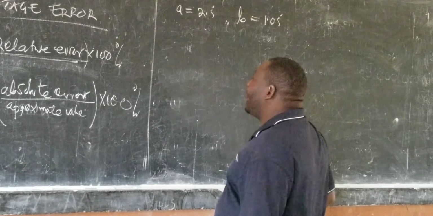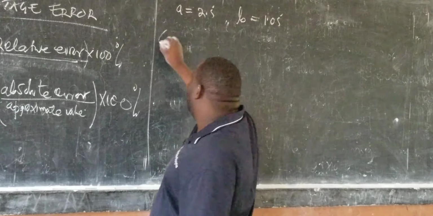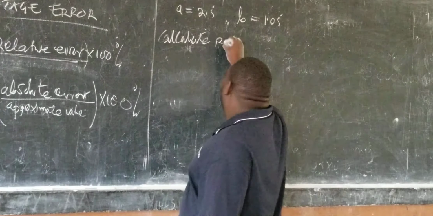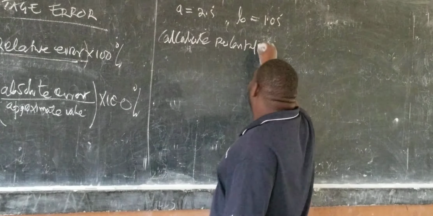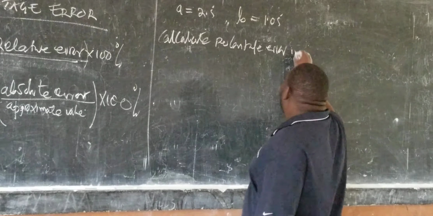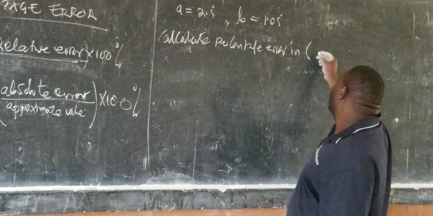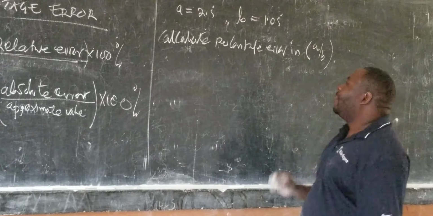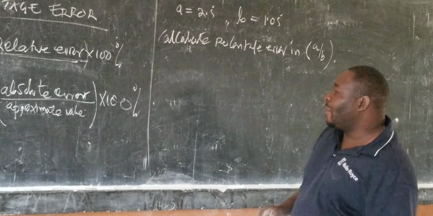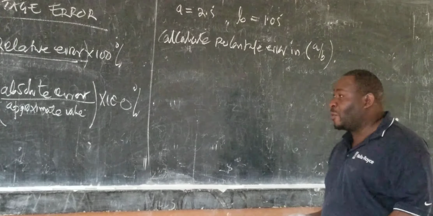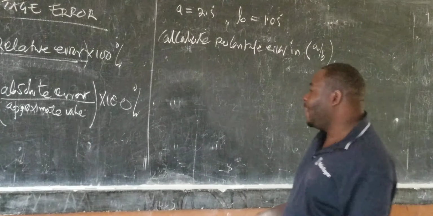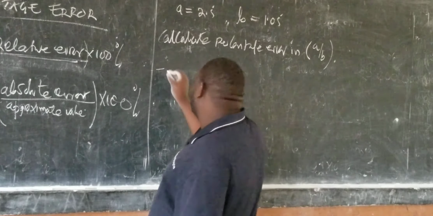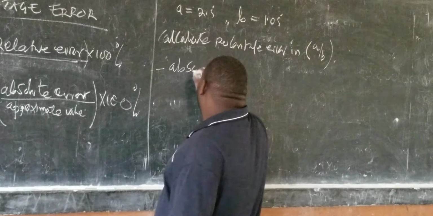These are two decimal numbers, and we want to calculate the percentage error in the quotient A over B. So to get the percentage error there, we first obtain the absolute error, then after that we calculate the percentage error. Now, first of all, we get the absolute error.